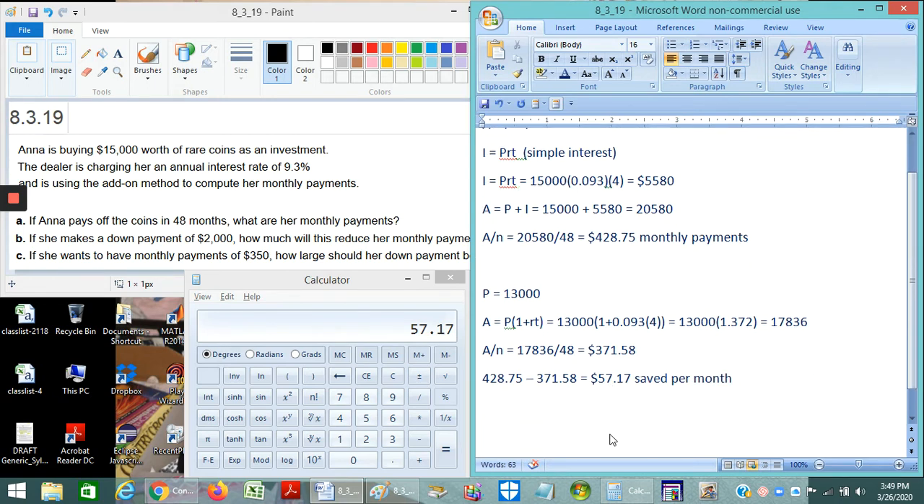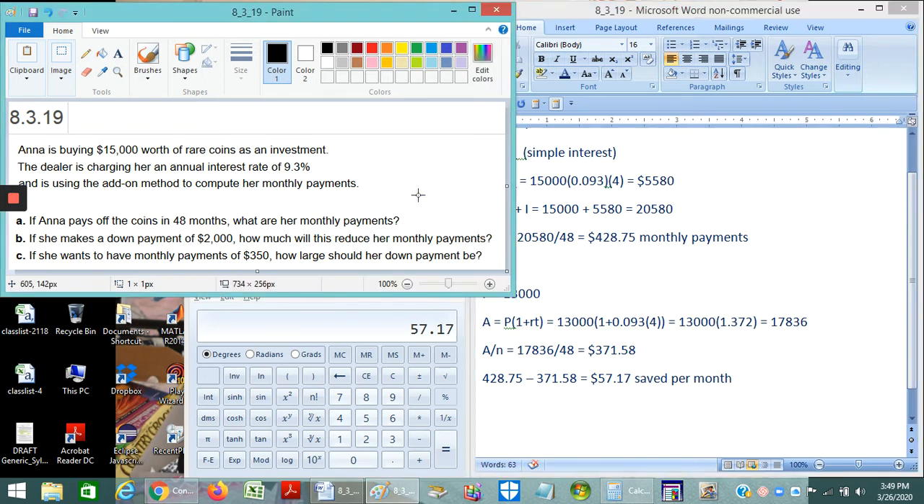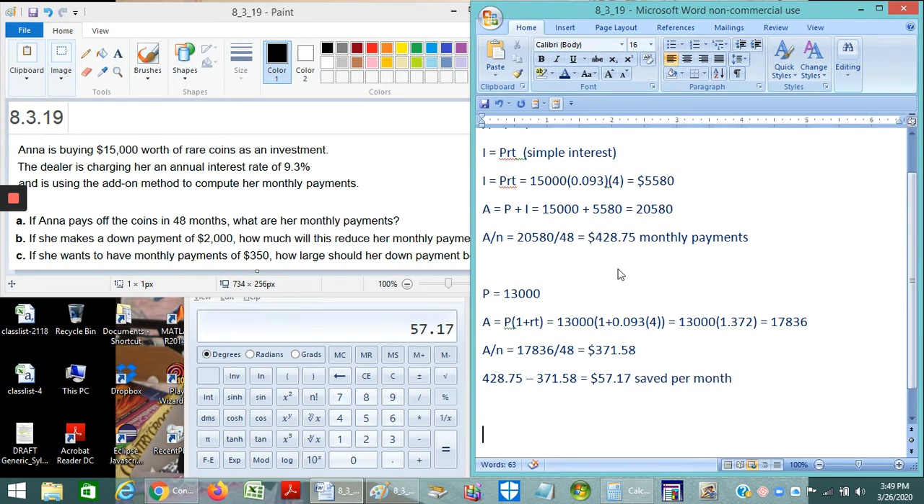All right, now let's look at part C. Part C tells us if she wants to have monthly payments of $350, how large should her down payment be? So now we know exactly the size of the payment that we're looking for. We got it down to $371 paying down $2,000, right? So I imagine it's still somewhere in the $2,000 range or close.